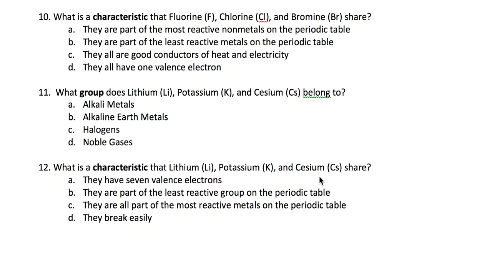Question 10. What is a characteristic that fluorine, chlorine, and bromine share? A. They are part of the most reactive nonmetals on the periodic table. B. They are part of the least reactive metals on the periodic table. C. They are all good conductors of heat and electricity. Or D. They all have one valence electron.